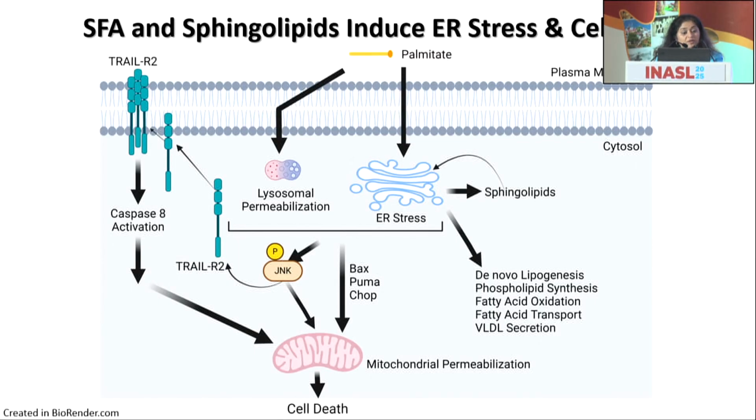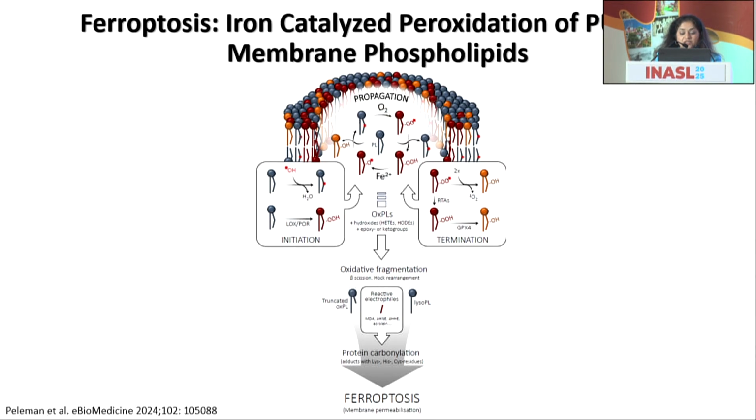So, what do lipids do? Lipids such as saturated fatty acids and sphingolipids activate cellular stress and cell death pathways. A lot of work in the last 15 years in my lab and in the lab of others have defined that saturated fatty acids such as palmitate can lead to ER stress, can lead to lysosomal permeabilization, mitochondrial dysfunction, and cell death. A new kid on the block that's interesting to many is ferroptosis.